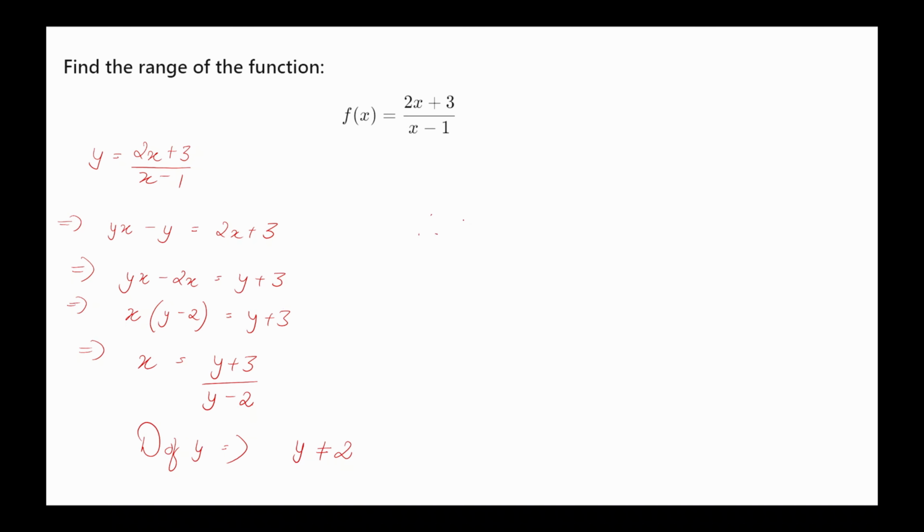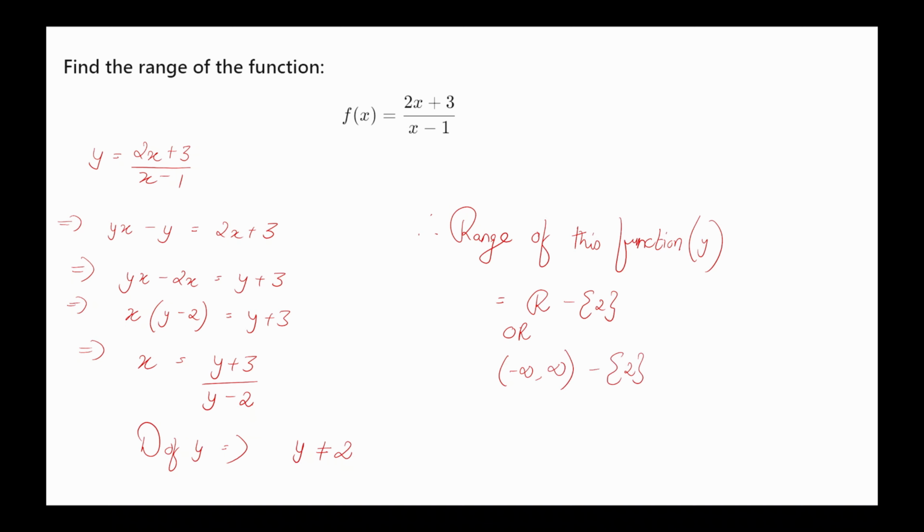So ultimately, what does my range become? Range of this function, or y, is equal to the set of all real numbers excluding 2. What are the other ways of representing this? This can also be represented as minus infinity to infinity minus 2, or I can write it as minus infinity to 2, where 2 is in open brackets, union 2 to infinity. So simply this becomes the range of the function.